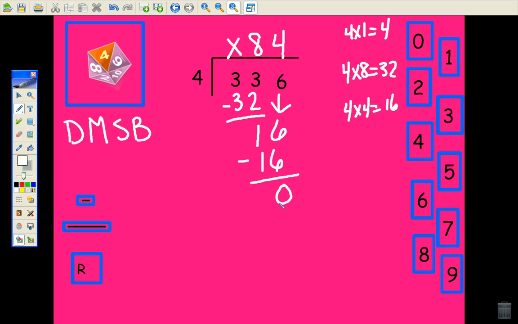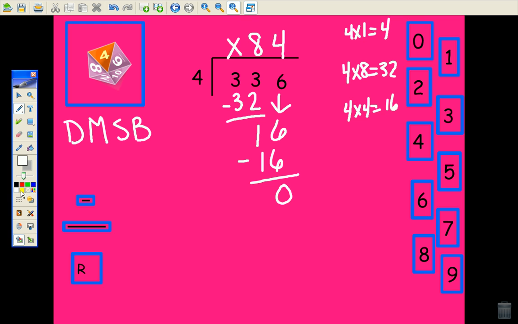This would be my remainder. I have nothing left over, so I don't have to put R 0. You don't have to report 0 remainders, only when it's 1 or above, or a fraction or above. So this one went in 84 times evenly. So I either have 84 groups of 4 or 4 groups of 84. So this was my dividend, this is my divisor, and this is my quotient.